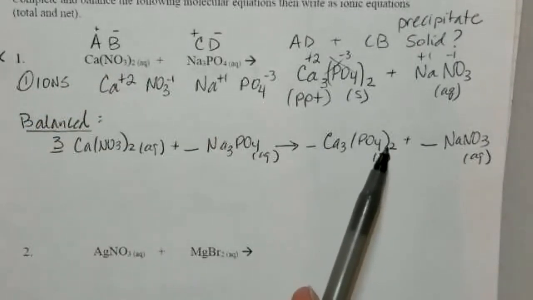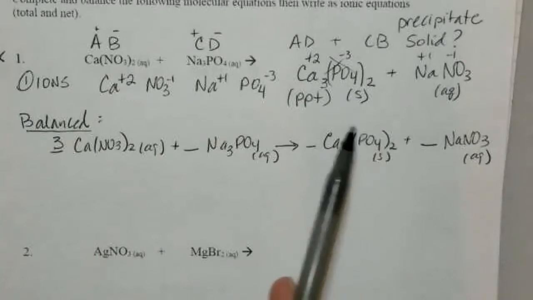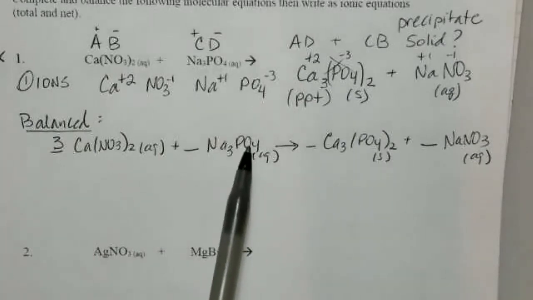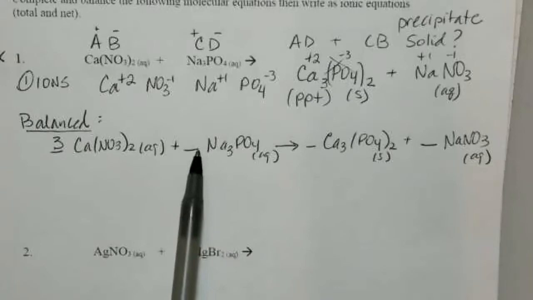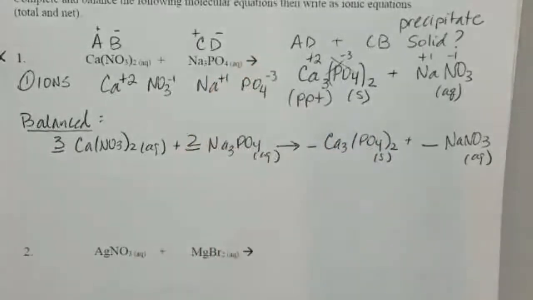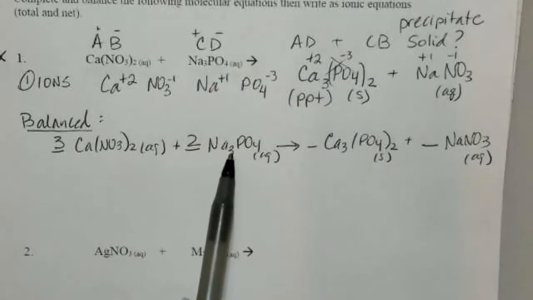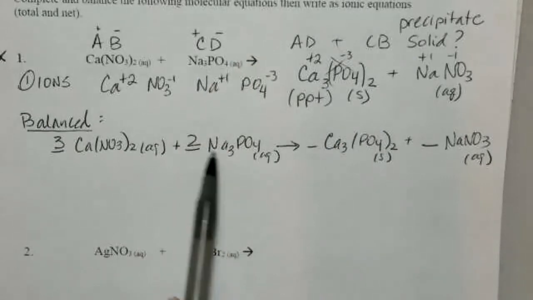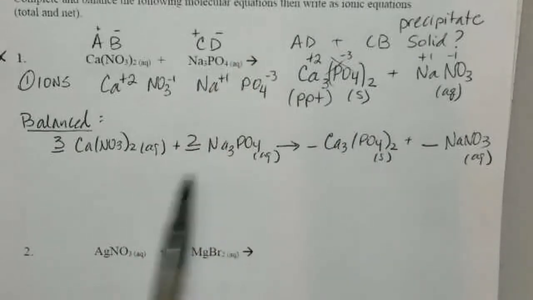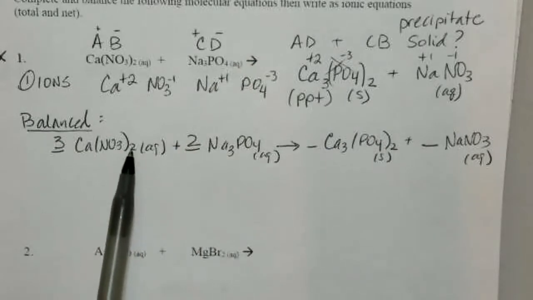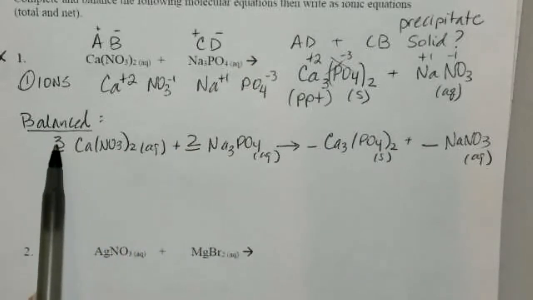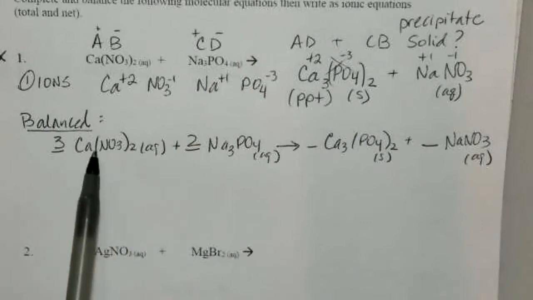Then I look at the phosphate. I needed 2 phosphate groups to make that come together. But on the reactant side, I only have 1. So I'm going to multiply sodium phosphate by 2. Now that 2 in front also applies to sodium. So 3 subscript times coefficient 2, I've got a total of 6 sodiums. Nitrate subscript of 2 times coefficient of 3, again, 6 nitrates.